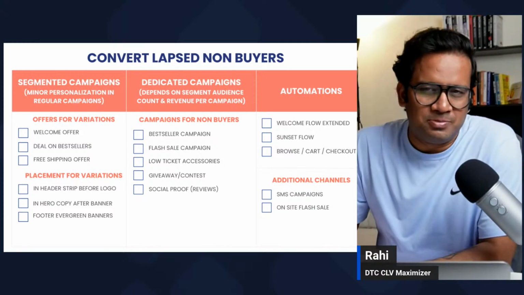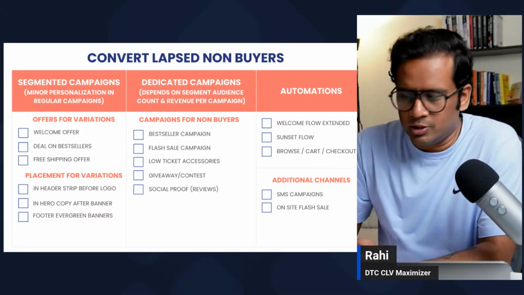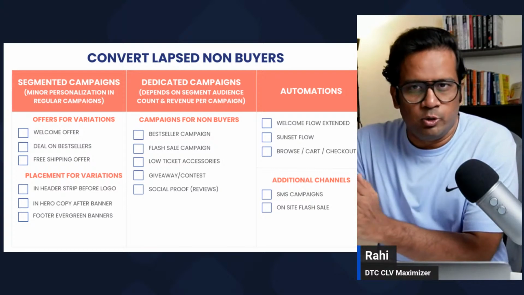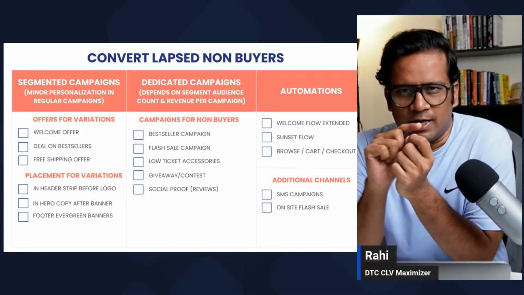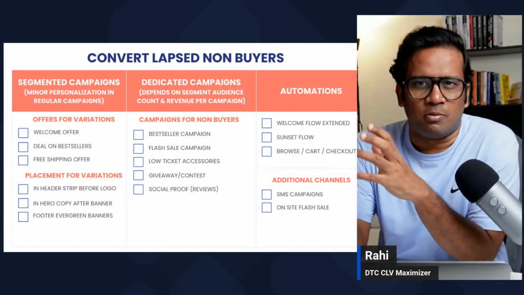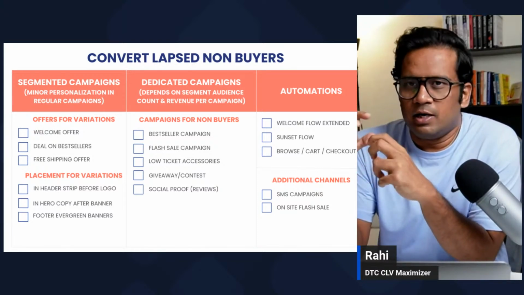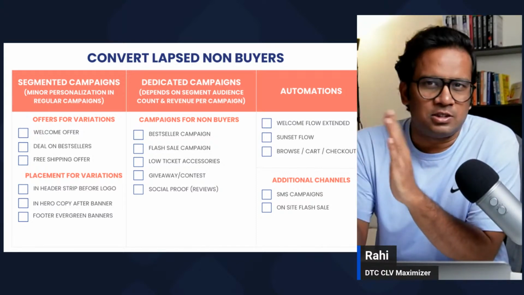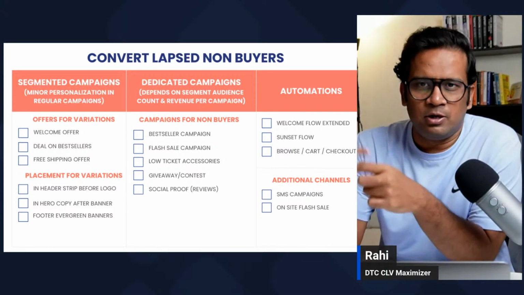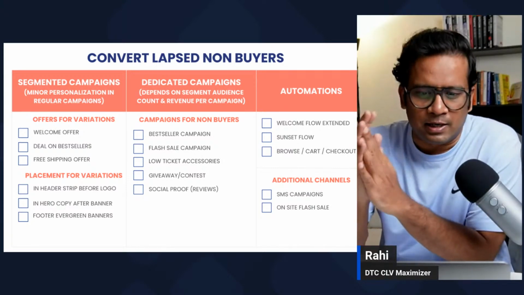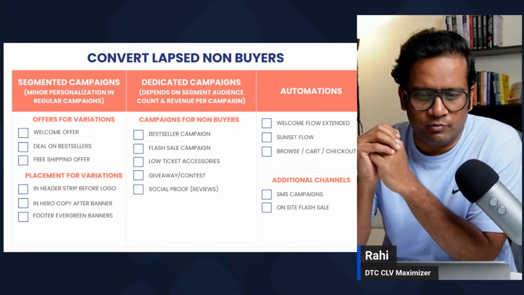Third is placement. For these segmented campaigns, because this is just a minor tweak on the existing campaigns, we just need to add a header strip or some kind of copy, or a footer, just a minor change, so it doesn't put too much pressure on the ops. But we are able to treat non-buyers separately, and the idea is to go aggressively after non-buyers.